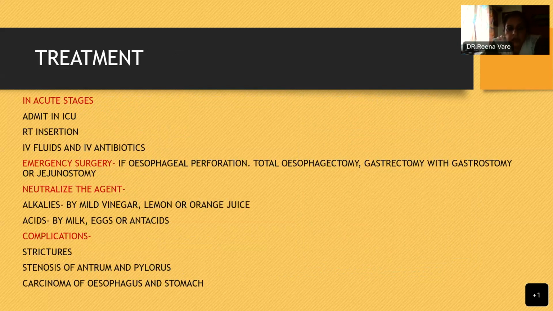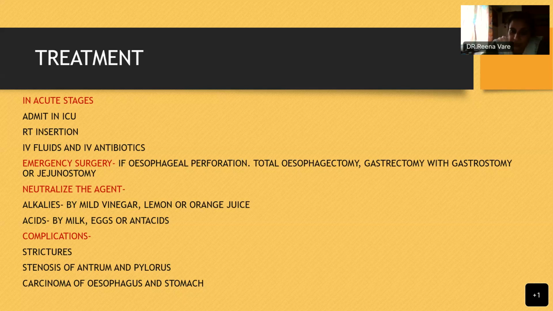Now, treatment in this case is, first of all, admit the patient in the ICU and do a Ryle's tube insertion. You have to start the patient on IV fluids and IV antibiotics. If esophageal perforation is there, because of the caustic ingestion, you will require a total esophagectomy with a gastrectomy.